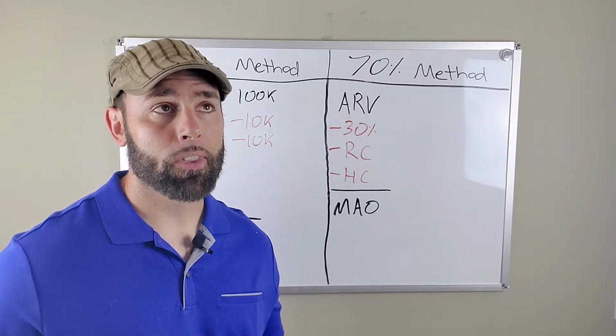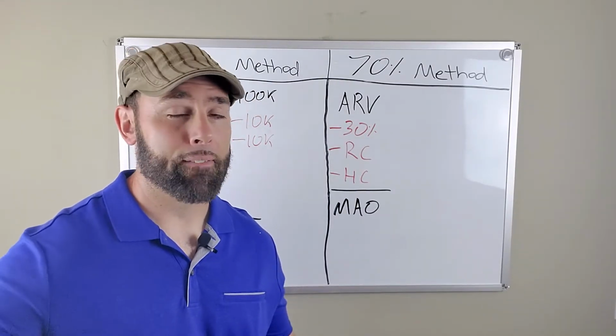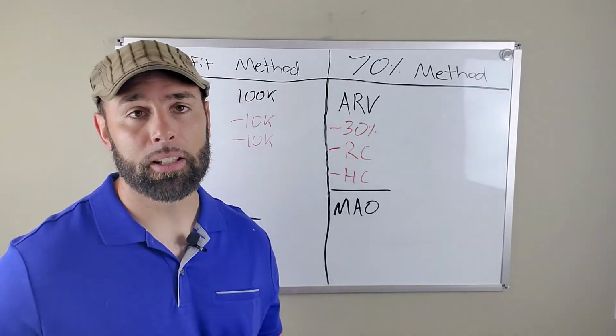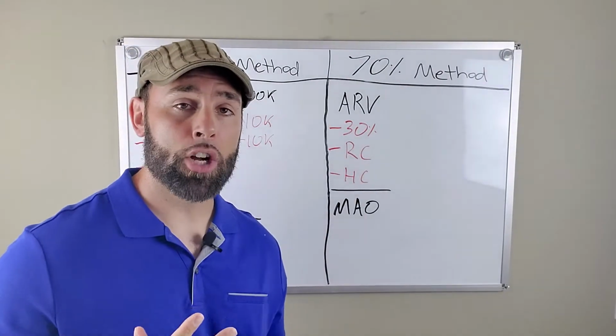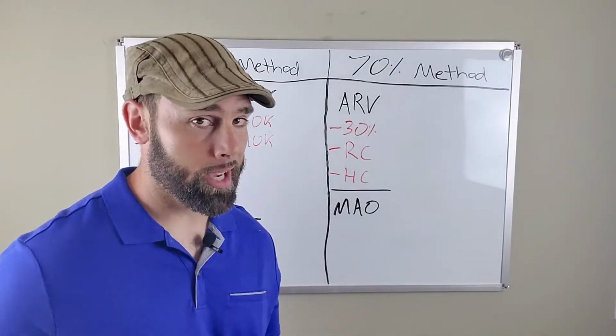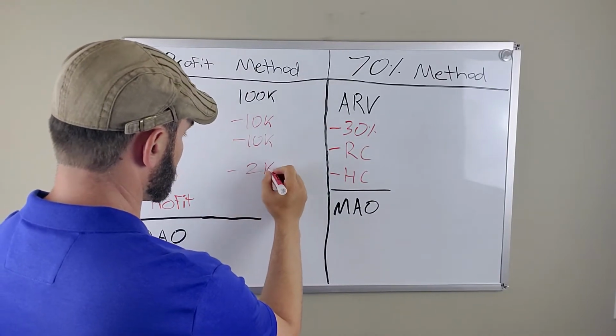And I usually will calculate for at least 4 months of holding costs. If I sell it in 2 months, great. If it goes a little bit longer, at least I have prepared for that. So for this situation, we're gonna say $500 a month for 4 months equaling $2,000, okay? Subtract my holding costs of $2,000.